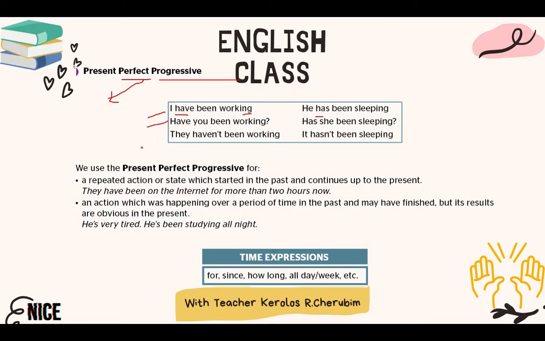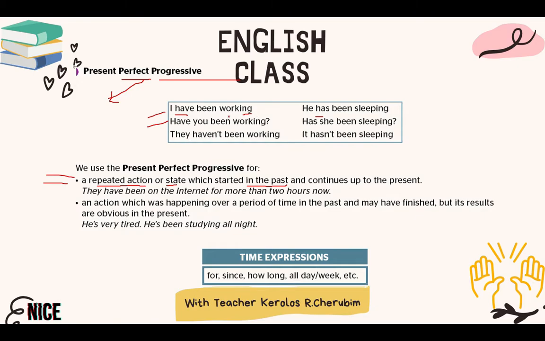Pay attention to the uses of the present perfect progressive tense. Like we said before, in the present perfect, we use it for an action, but this time the action is repeated. Okay? This repeated action, when did it start? It started in the past, like the previous one. But the previous one was not a repeated action, just an action that started in the past. But this present perfect progressive is a repeated action or a repeated state which started in the past and continues up to the present. Something which is real to the present, which is happening at the moment.